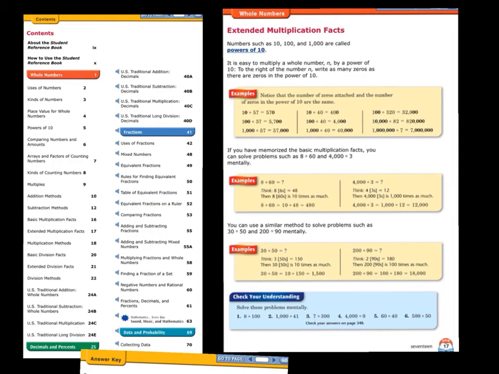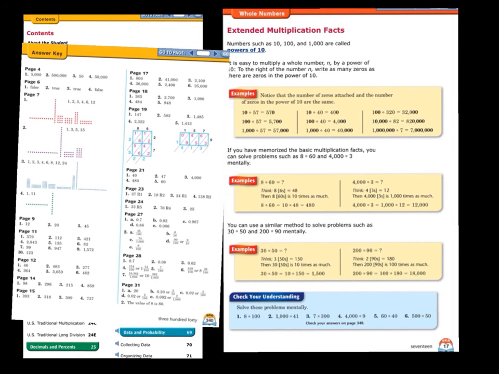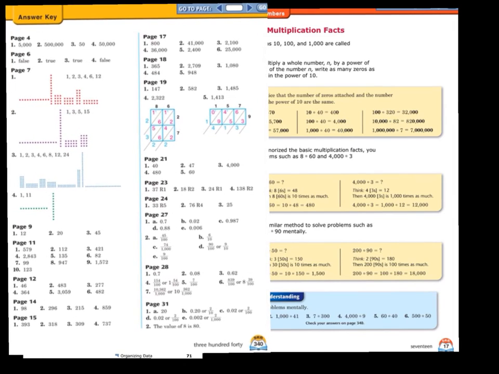You might have noticed in the Check Your Understanding section, it says you can check your answers on page 340. So in the back of the book, there's actually an answer key. And on page 340 here are the answers to the Check Your Understanding problems on page 17. You can do that with any of the essays in the student reference book.